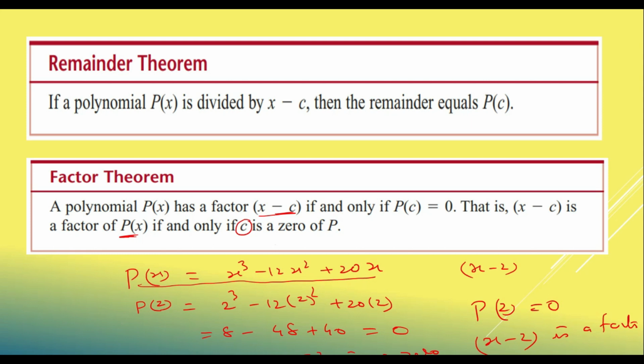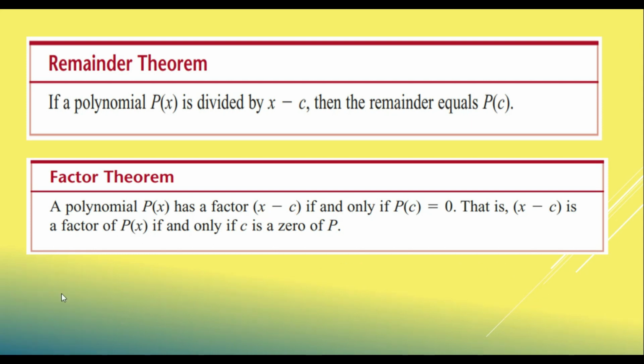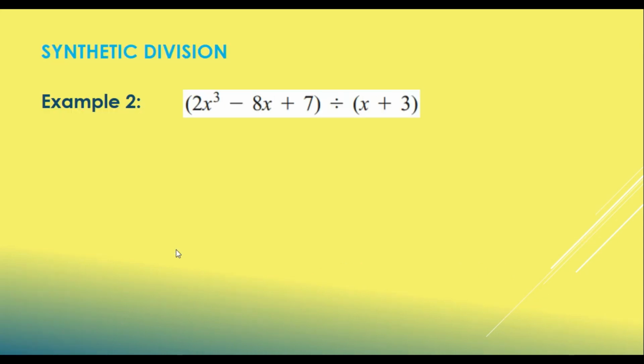Now we will use synthetic division to identify the remainder and factors. What is synthetic division? Let us see with this example. This is the given polynomial p of x, and the dividing binomial is given. From this binomial, find c. What is your c? C is minus 3. This is x minus c, isn't it? C must be minus 3, then it is x plus 3.